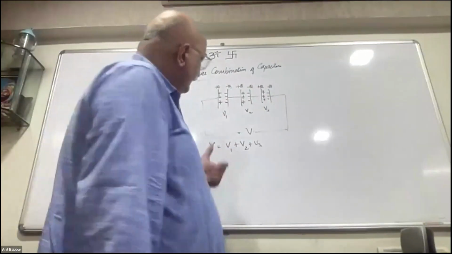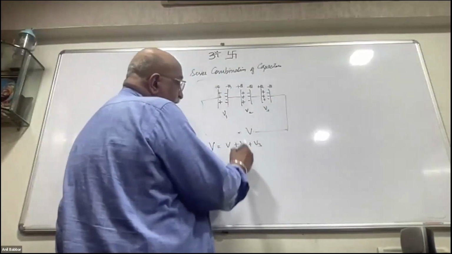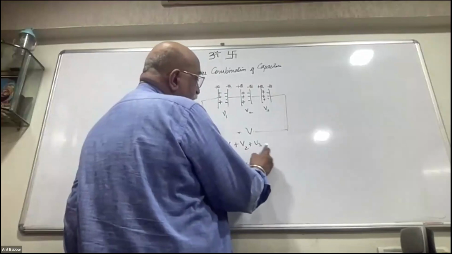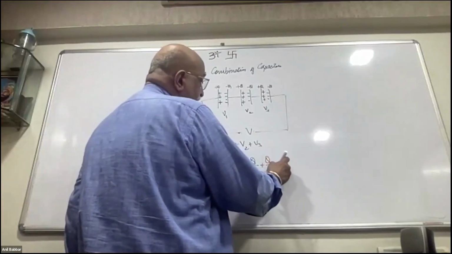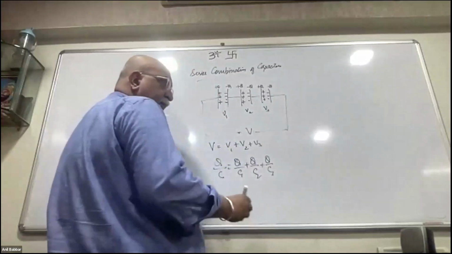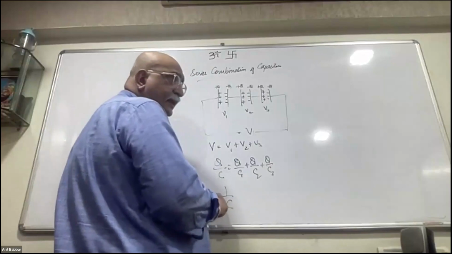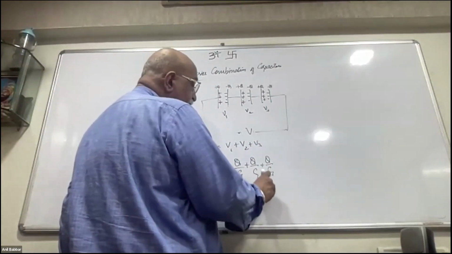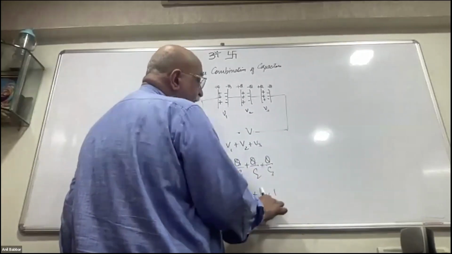Right? So V is Q by C. This is Q by C1. This is Q by C2. Q by C3. Q is a common factor. We have 1 by C. That means the equivalent capacitance is given by 1 by C equals 1 by C1 plus 1 by C2 plus 1 by C3.